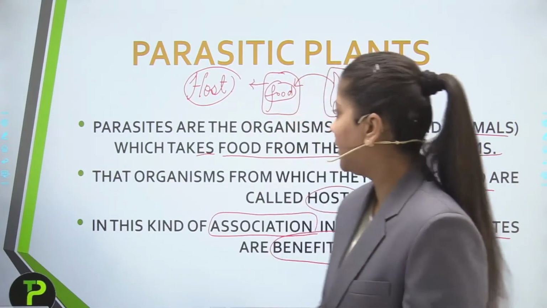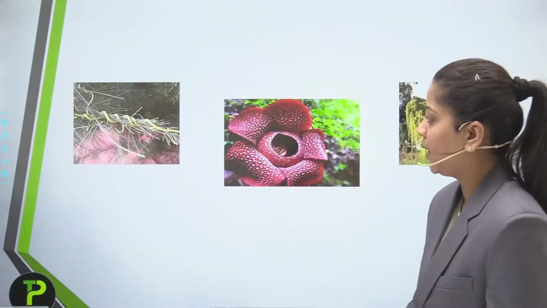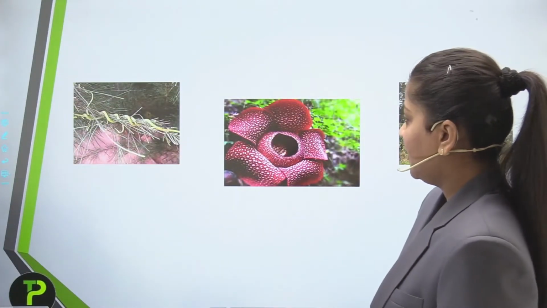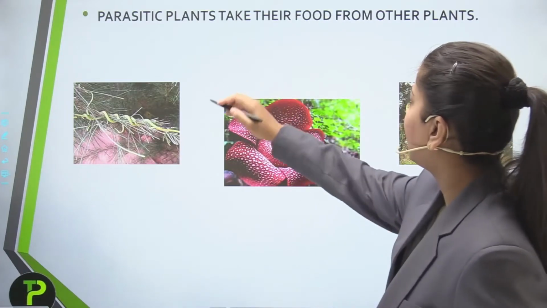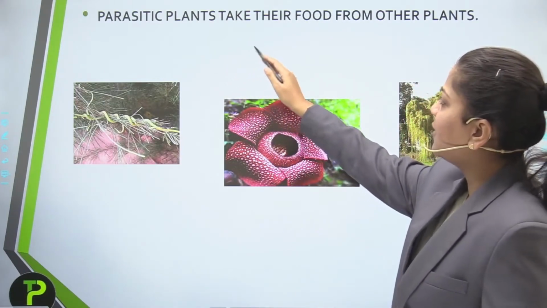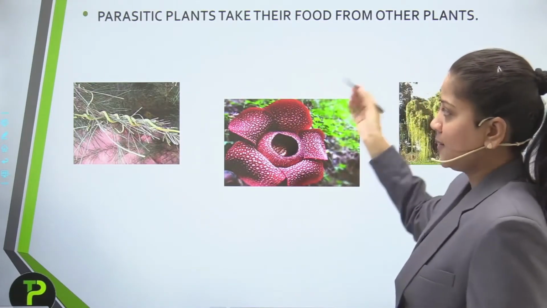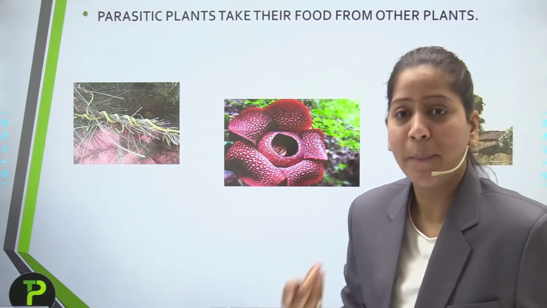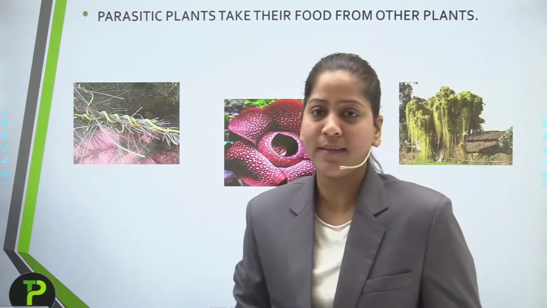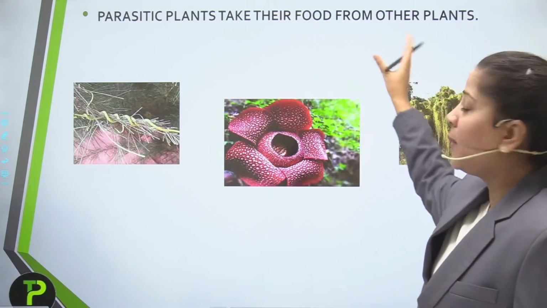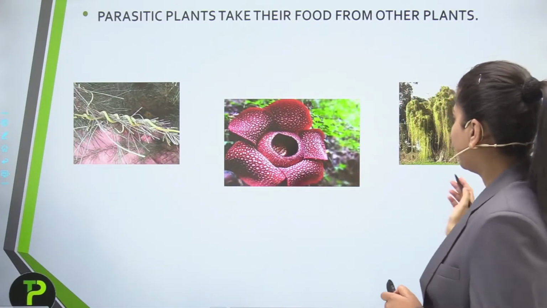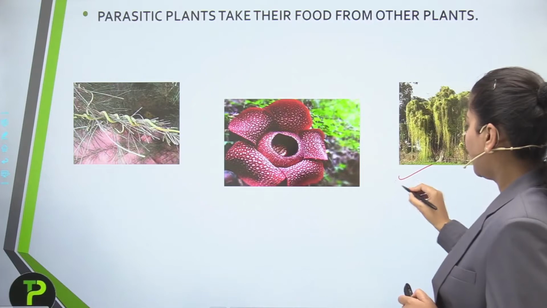Now the next slide is showing some examples, and here is a definition. Parasitic plants take their food from other plants. There are plants which are parasites, known as parasitic plants, and they take food from other plants. Here are some examples. You can see this is Cuscuta.